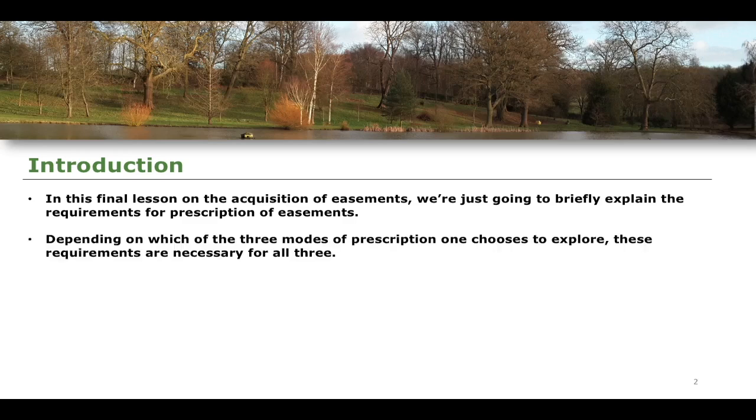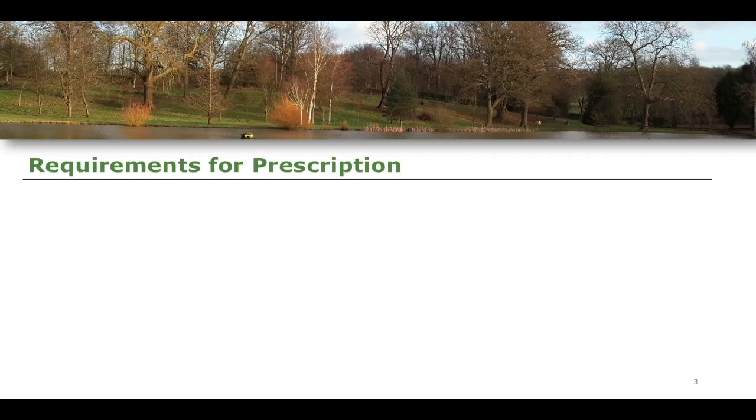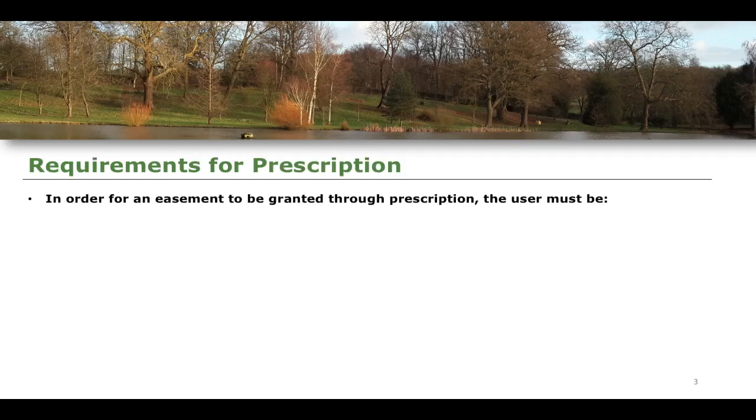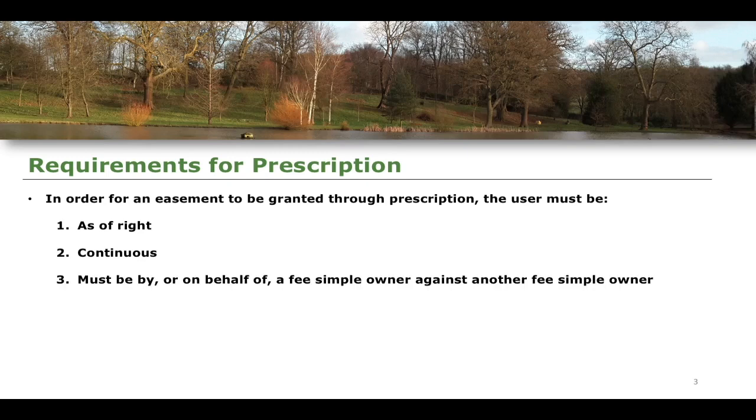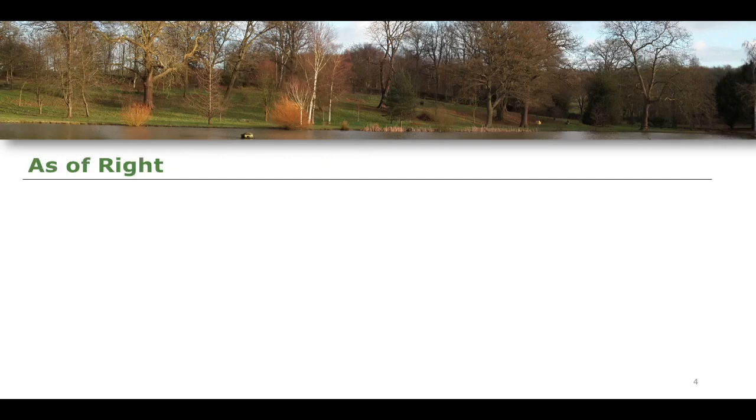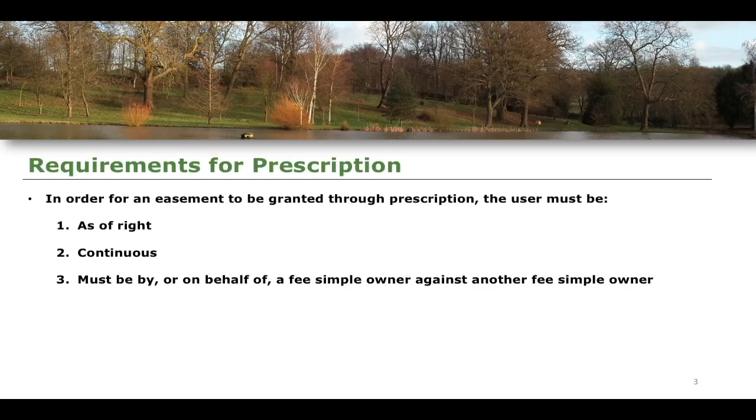Depending on which of the three modes of prescription one chooses to explore, there will be requirements which are necessary for all three. And this is really where we get to the requirements for prescription. In order for an easement to be granted through prescription, the user must be, firstly, as of right. Secondly, continuous. And thirdly, by or on behalf of a fee simple owner against another fee simple owner. These are the three major requirements.